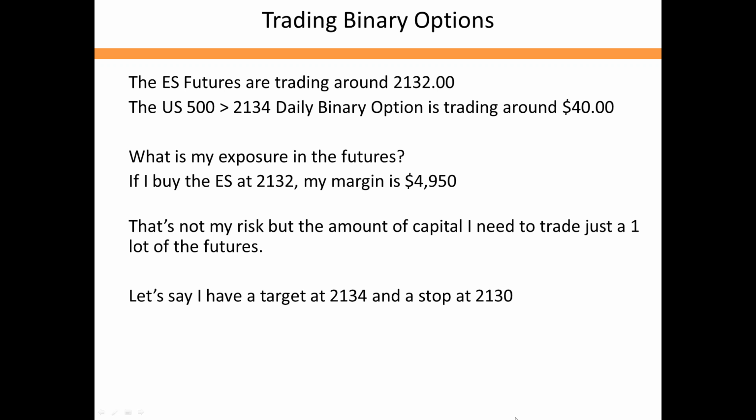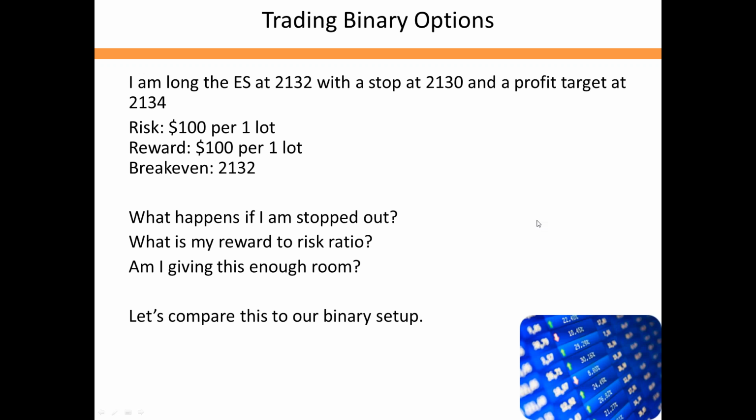I can get chopped up taking trade setups like this all day long. And I might not even be giving myself a chance to be right. I mean, the market can sell off 2 points and rally 4 points like that at any time during the day. So if this is my setup, my risk is $100 per one lot. My reward is $100 per one lot. My break even is where I entered the futures. If I'm stopped out, which we all just agreed is a pretty high likelihood that that could happen, what happens? I mean, my position is done.